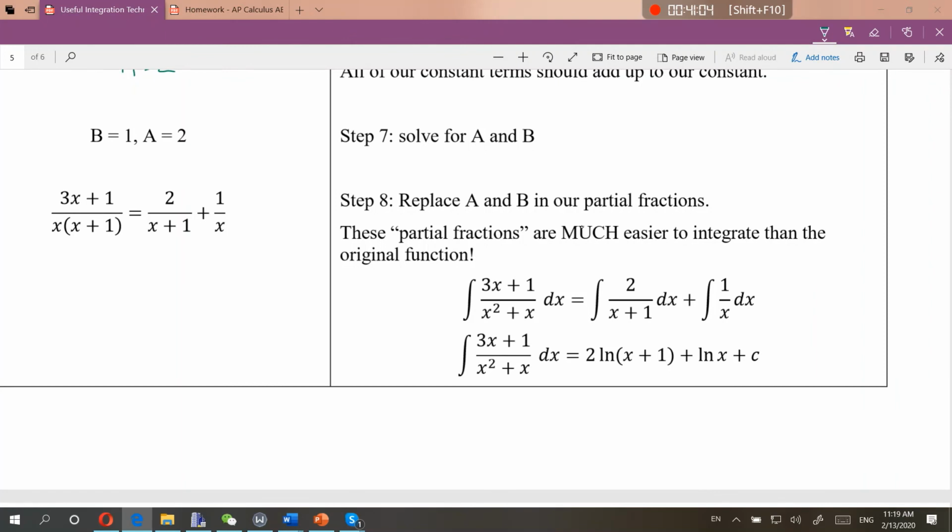I'm going to move this 2 out. So this would be 2 times the integral of 1 over x plus 1, plus the integral of 1 over x, which would give me 2 times ln|x plus 1| and 1 times ln|x|.